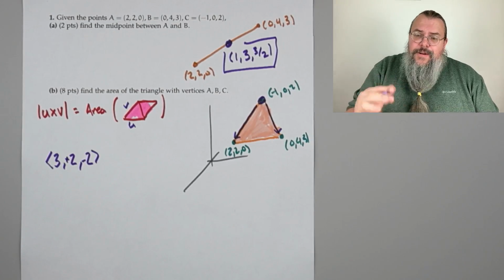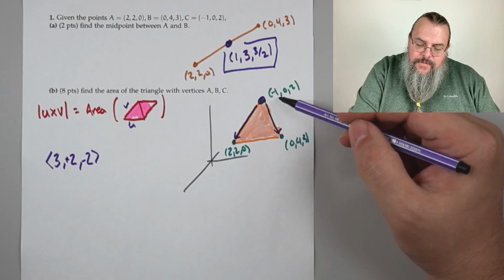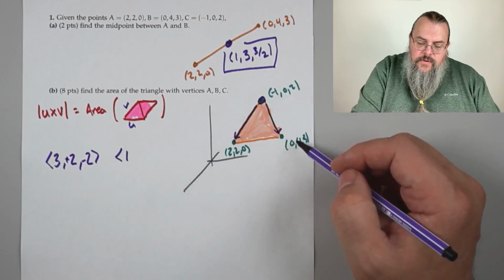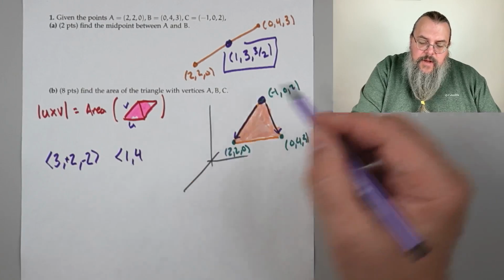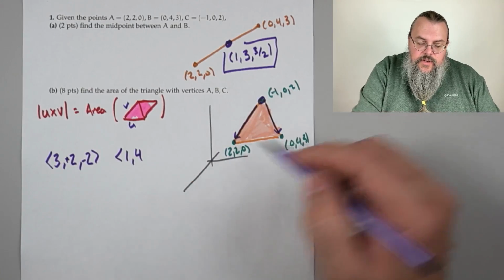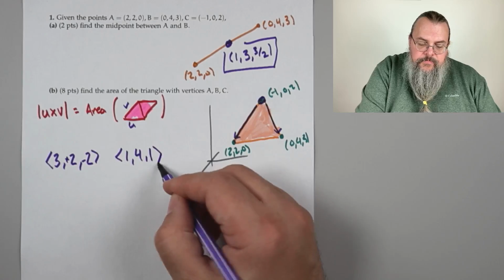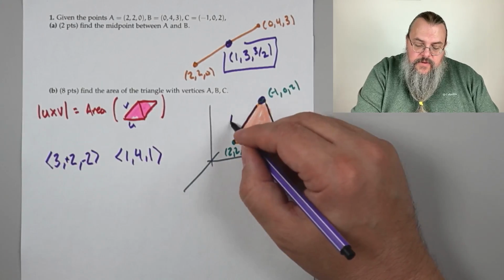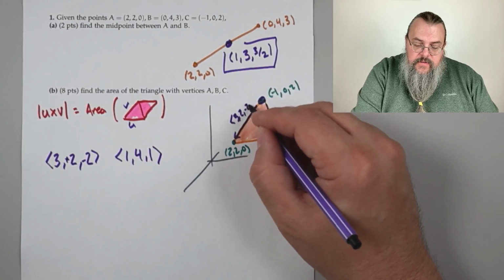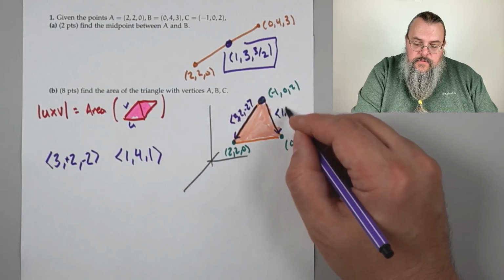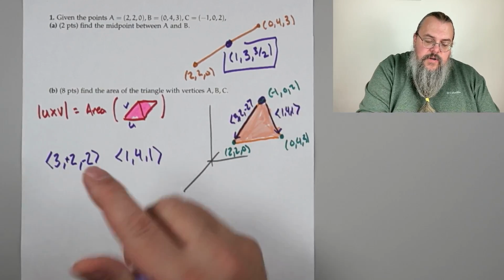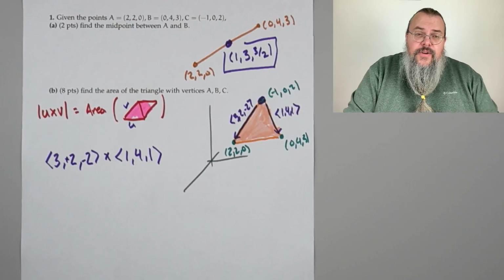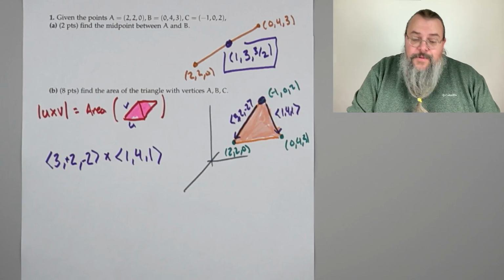The big ideas we're okay with. All right, -1 to 0 is a 1. 0 to 4 is a 4. Again, I'm asking for the change. 2 to 3 is a 1. All right, so these are our two sides, and we can even just mark them down here for reference. And 1, 4, 1. And we're going to take the cross product, and after we take the cross product, we'll worry about magnitude and all of those wonderful things.